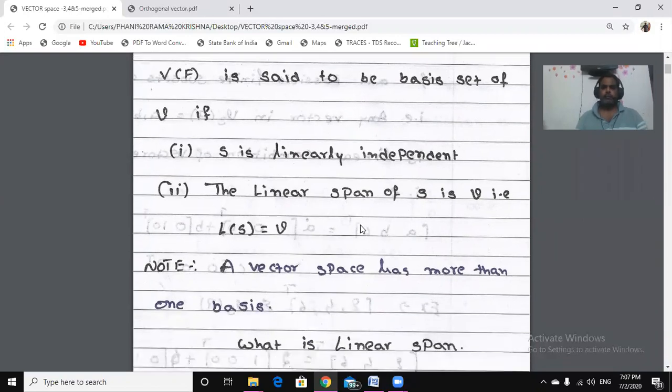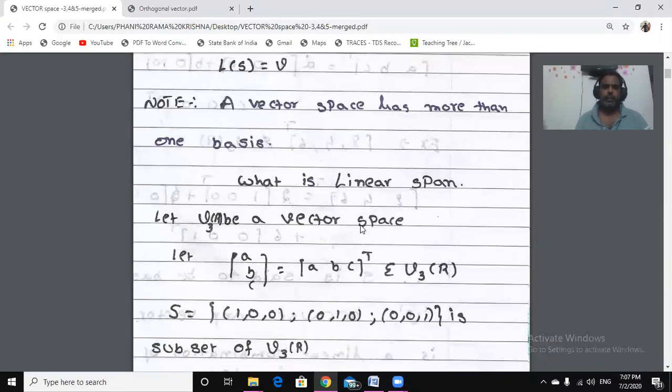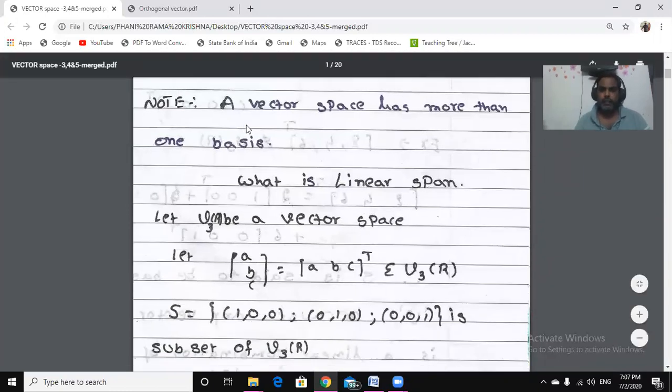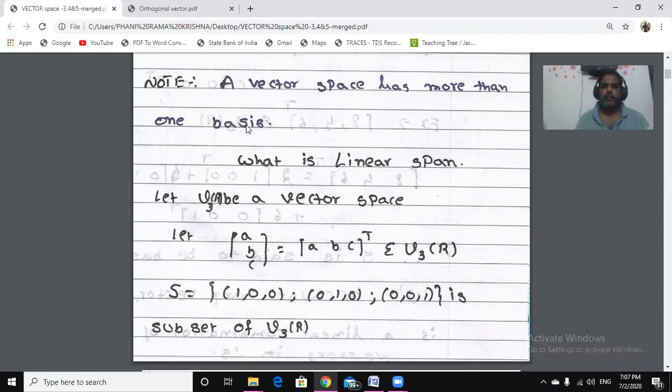We will see the first frequent question: whether a vector space has one base or more than one base. Yes, a vector space can have more than one base. Now look at a standard example, a basic example to understand the basis.